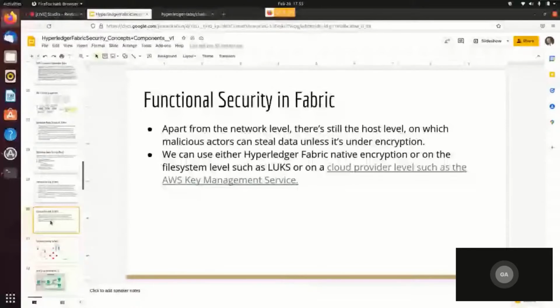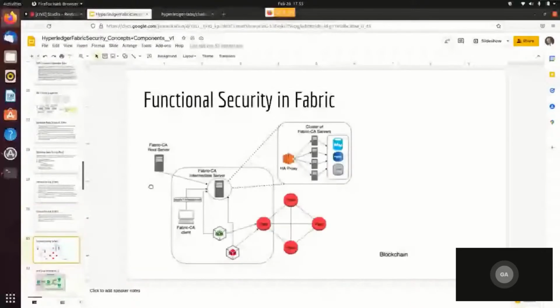So that is why on cloud we can use something like AWS Key Management Service, or we can do native encryption on the host. This is the diagrammatic representation of Fabric CA.